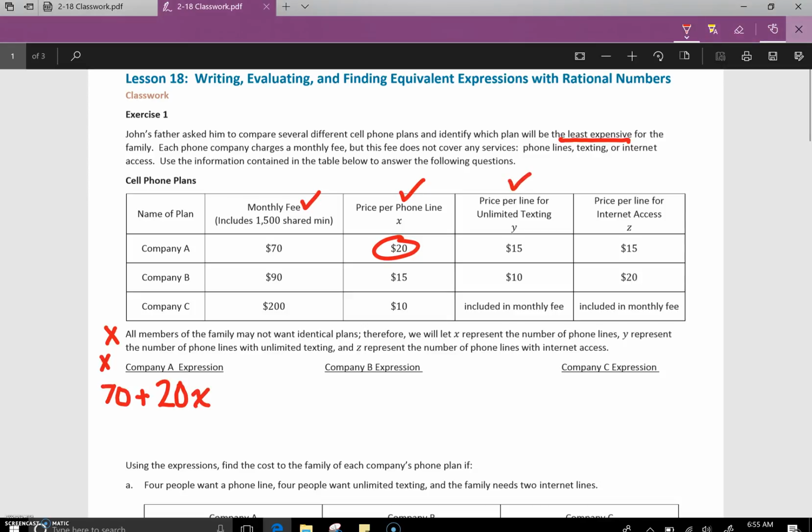Next thing we're looking at is our price per unlimited texting, which for this company A is $15 per line. So that's going to be plus 15y, 15 times y. And last, we need to add on internet access per line, which is also $15. So 15z. So there is our expression for company A.